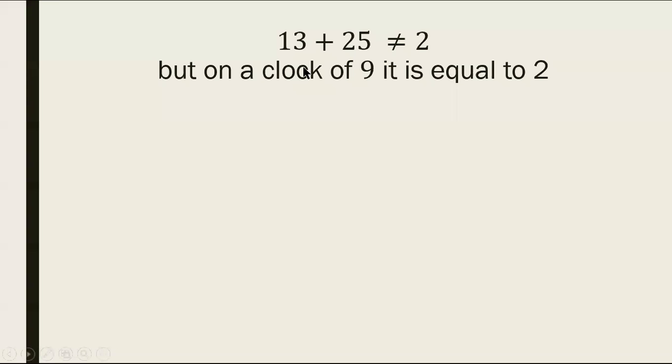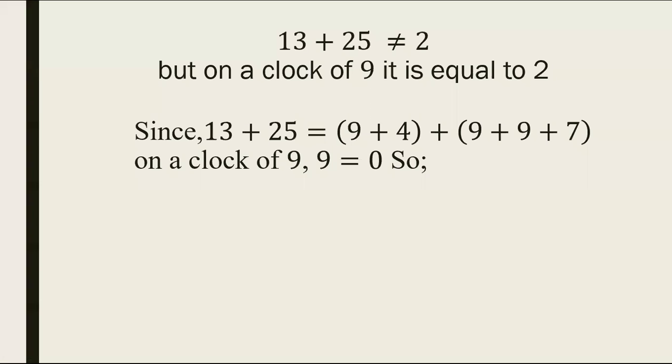So if I ask you whether 13 plus 25 is equal to 2, you would definitely say no, it's not. But if we look at it on the clock of 9, or simply say with the help of mod 9, it is 2. How is it 2? I can write 13 plus 25 as 13 to be 9 plus 4 and 25 to be 9 plus 9 plus 7.